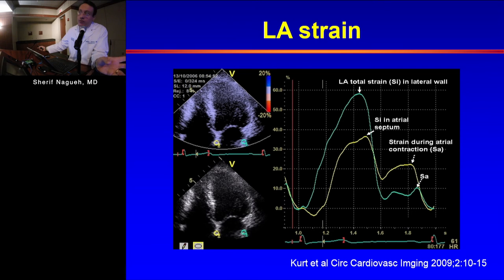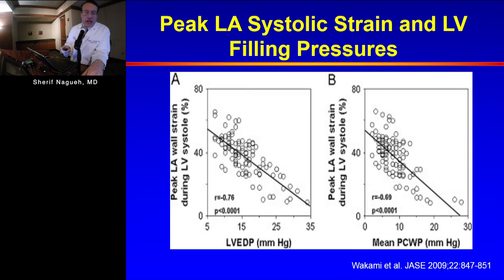We can get strain rate curves from the strain. Again, strain rate tends to be a bit more noisy, so reproducibility is typically higher for strain as opposed to strain rate. Can we use strain signals to gain inferences about LV filling pressures?